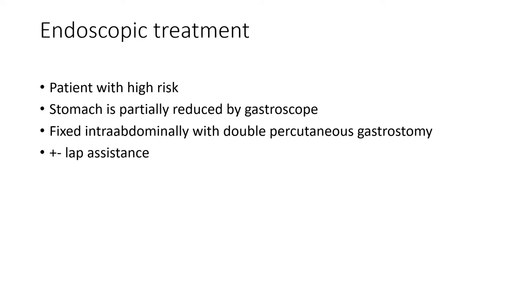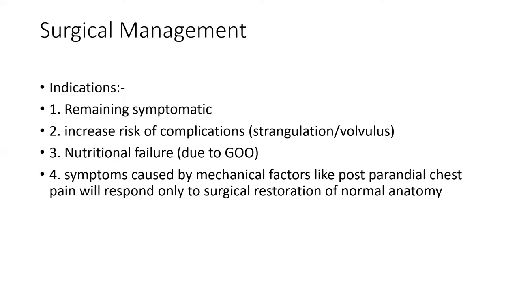Surgical management. The indications for surgical management are: if the patient remains symptomatic despite maximal medical therapy, and there is an increased risk of complication because of strangulation or volvulus, especially in type 2, type 3, and type 4 hiatal hernias, and the patient is having nutrition failure due to gastric outlet obstruction.